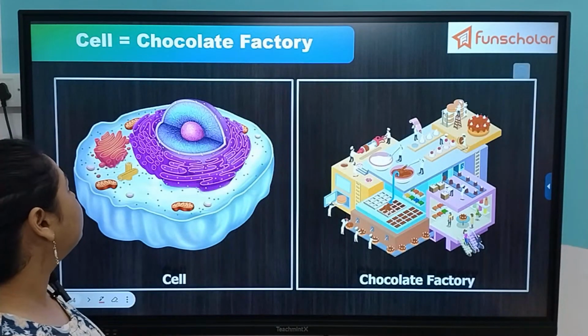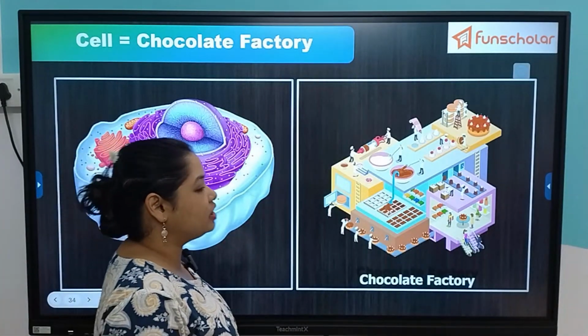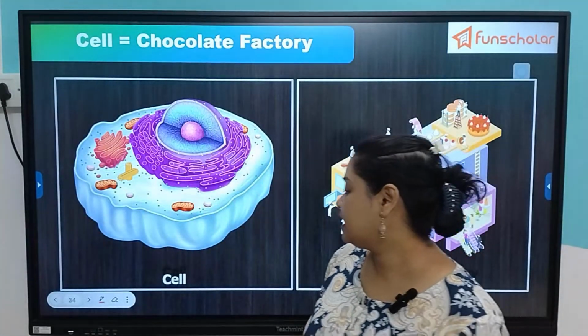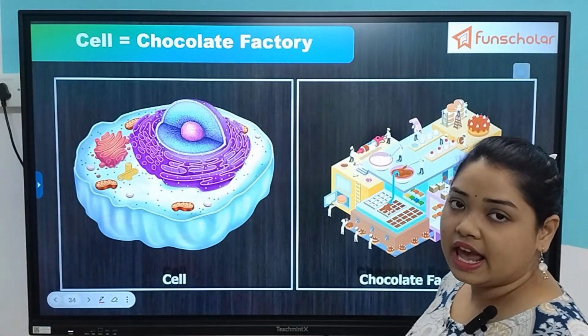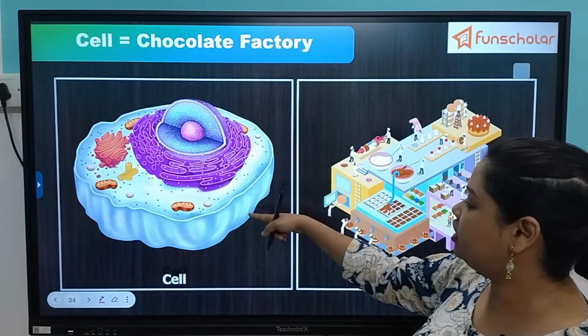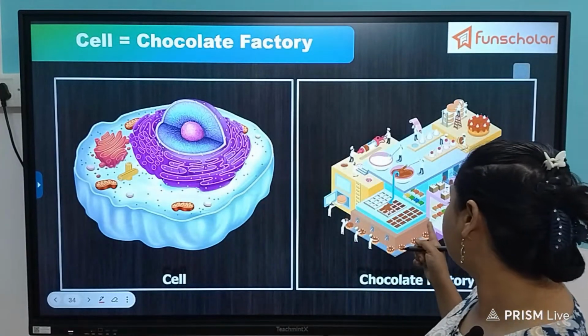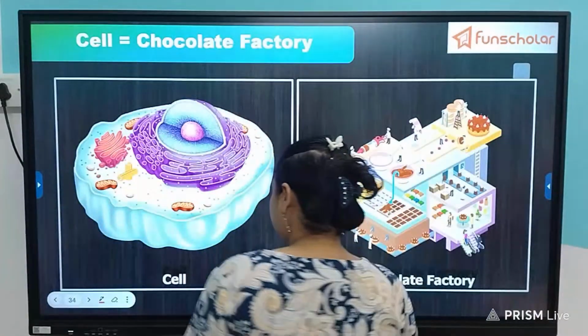So now we will see how the structure and the functions of various cell organelles within the cell can be compared to that of a chocolate factory, and how each component of the cell corresponds to the corresponding component of the chocolate factory. We'll have that comparison one by one.